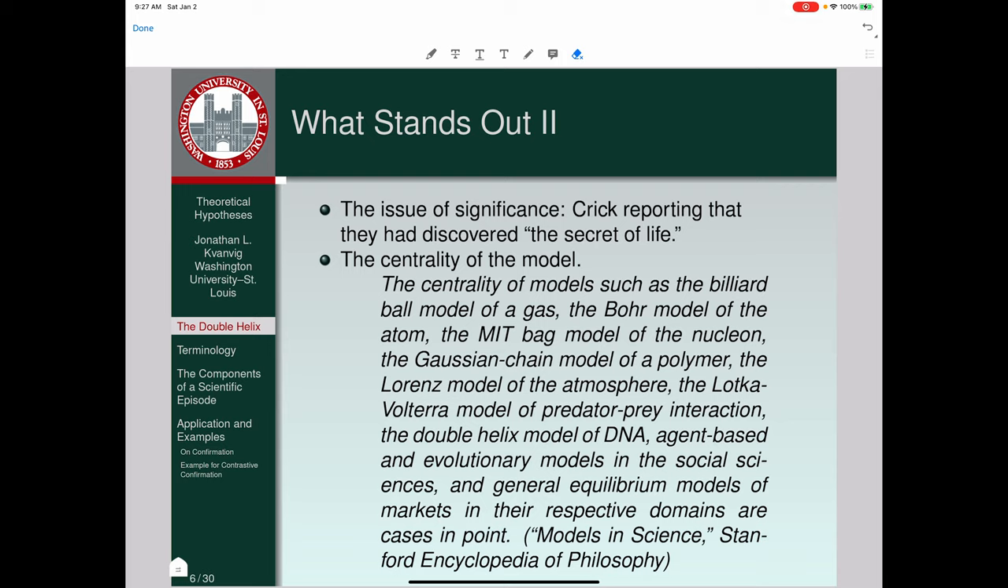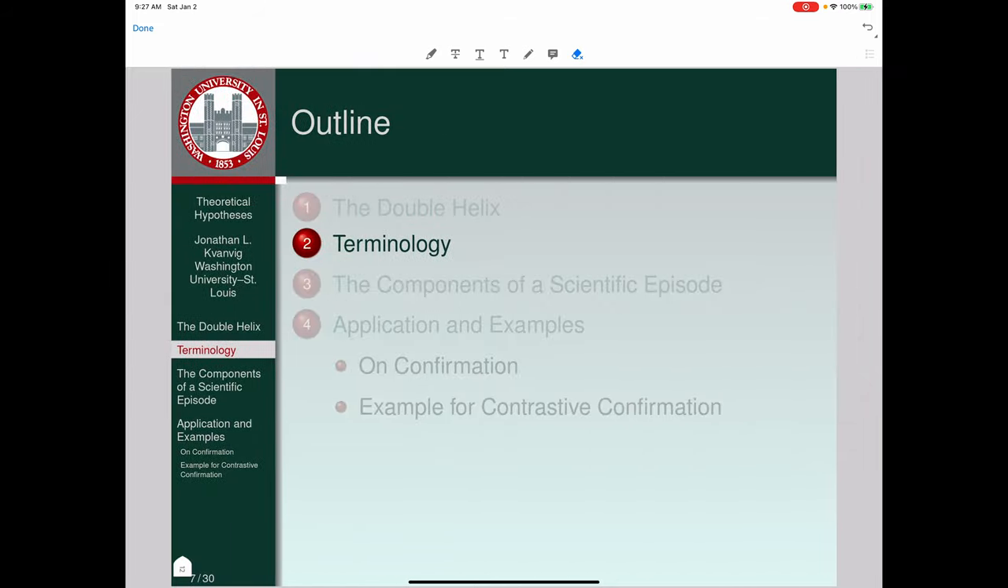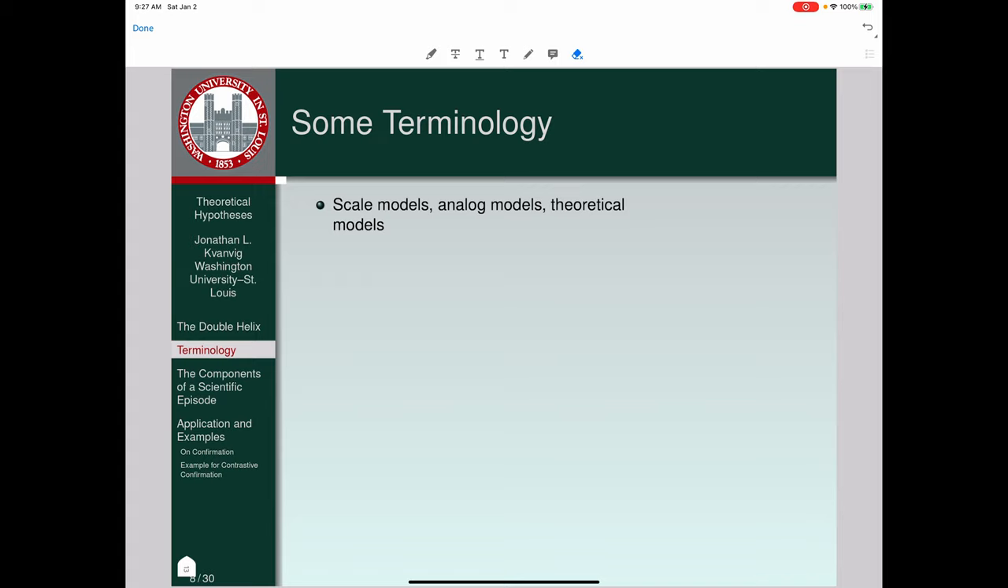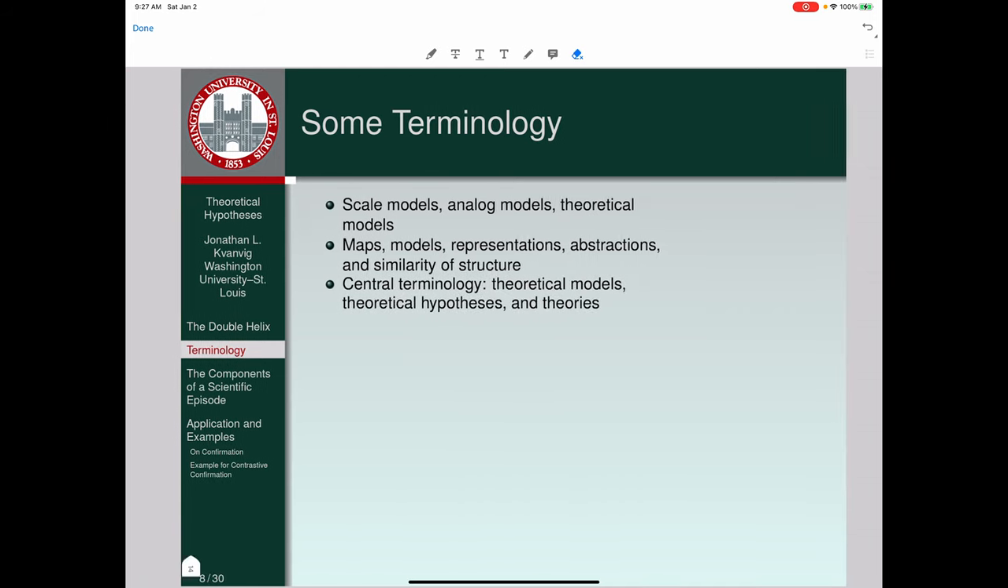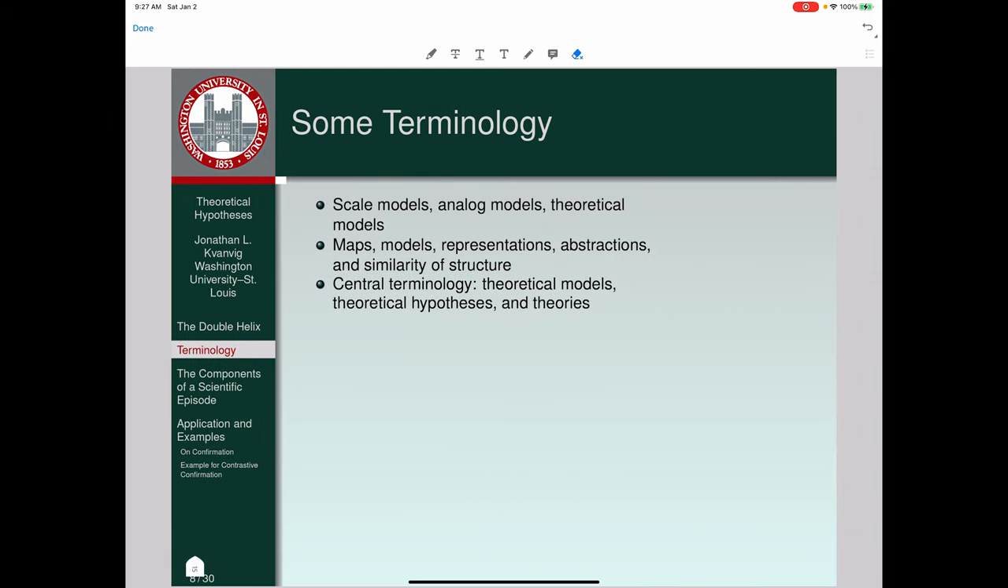Geary's understanding of science and the structure that we'll put in place for understanding scientific episodes centrally relies on the notion of a model. So here's some terminology from Geary. First, you want to know something about models, and Geary says there are scale models, analog models, and theoretical models. Models are in a general class of things that include maps, models, representations, abstractions, and similarity of structure. For Geary, the central terminology will be theoretical models, theoretical hypotheses, and theories. For Geary, a theory is a group or family of models, both theoretical and analog, together with theoretical hypotheses.